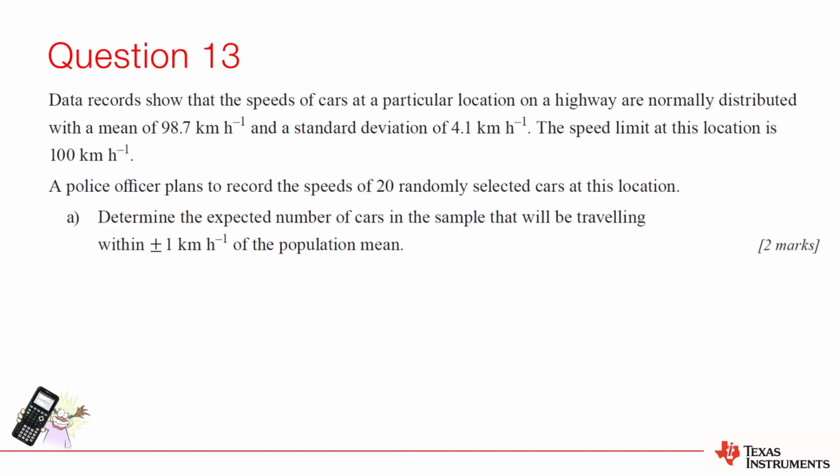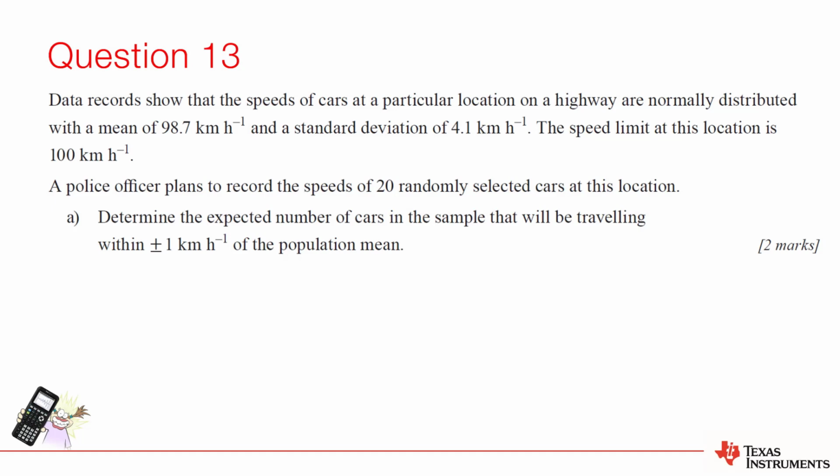Question 13. This is a probability question. We are told that the speeds of the cars on a particular highway are normally distributed, with a mean of 98.7 and a standard deviation of 4.1 km per hour. A police officer records the speeds for 20 randomly selected cars. We are asked to find the expected number of cars in the sample that will be travelling within 1 km an hour of the average speed.